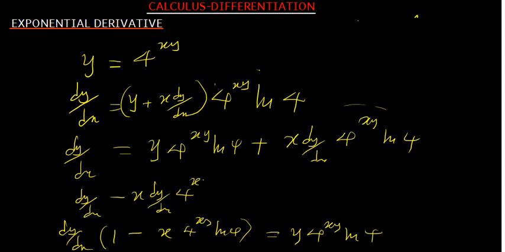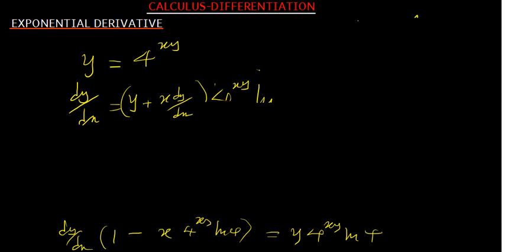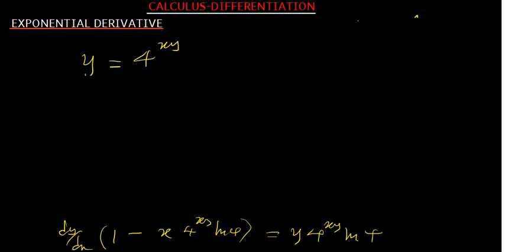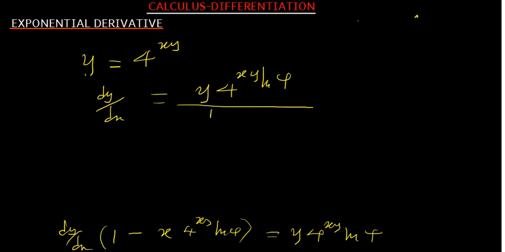Now, to remain with dy over dx, we are going to divide through by the term that is attached to dy over dx. So that is going to give us dy over dx being equal to y 4 to the power xy natural log of 4 divided by 1 minus x 4 to the power xy natural log of 4. So that becomes the derivative then.